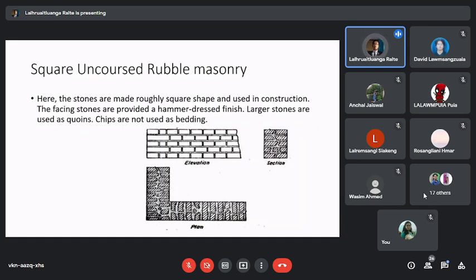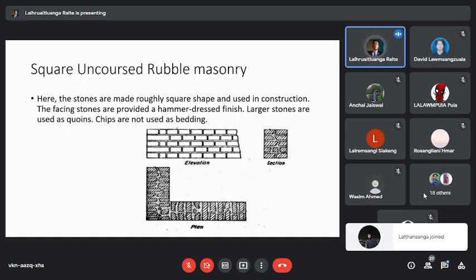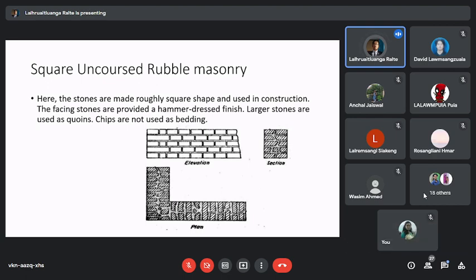We have a square uncoursed rubble masonry. It is uncoursed in the sense that there are no courses per se, and you can see that the elevation very much resembles a brick masonry, right? The stones are made roughly square in shape and used in construction.